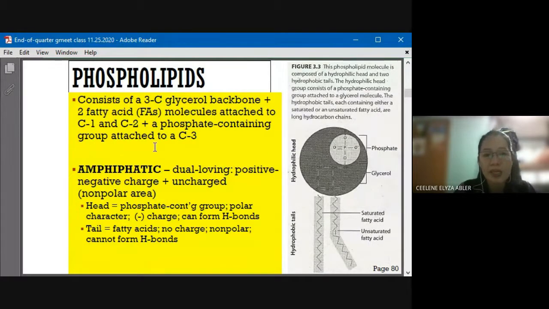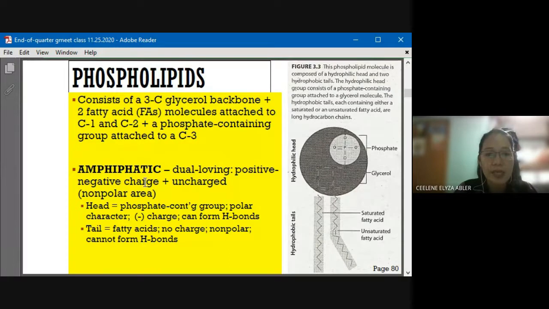So another thing that you need to understand about the chemical characteristics of your phospholipid is that it is dual loving. So it has a positive and negative charge, because this is a positively charged phosphate. It's a negatively charged particle, so it can attract positively charged particles. Remember, opposites attract, a rule in chemistry too. The negative attracts the positive. So, that's in your chemistry about charged particles.